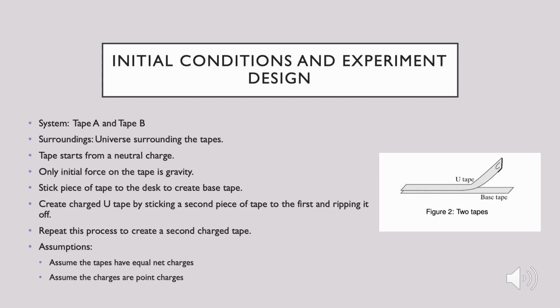In this experiment, the system is the two U-tapes, A and B. The surroundings are the universe surrounding the tapes. The tape starts with a neutral charge. The only initial force on the tape is gravity.